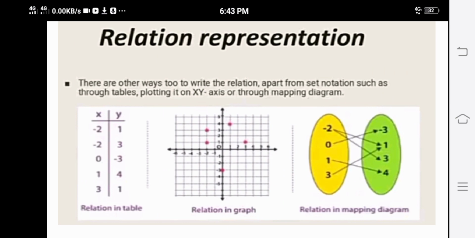How do we represent a relation? There are three ways to write a relation apart from set notation: tables, graphing, and mapping diagram. As you can see in the presentation, the first sample on the left is the representation using a table, while in the middle is representing a relation using a graph, and on the right we have the mapping diagram.